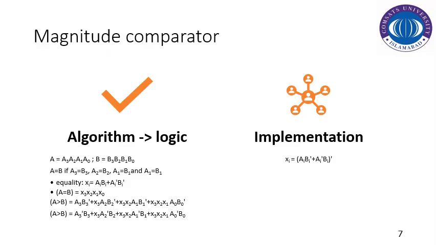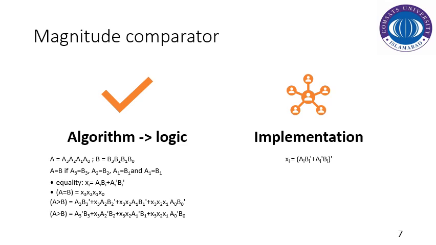So as far as the algorithm is concerned, we have two numbers of 4 bits each. A0, A1, A2 and A3 represent A. Similarly, B0, B1, B2 and B3 represent B. A equals B if all the bits at the same placement are equal. That means if A3 is equal to B3, A2 is equal to B2, A1 is equal to B1 and A0 is equal to B0, then we can say that A is equal to B.